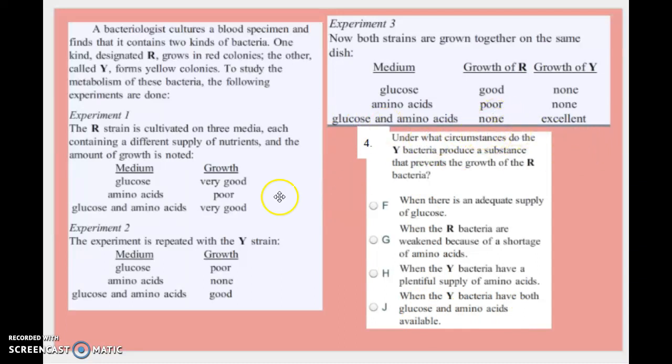So when the R strain is in just glucose and amino acid, it does really, really good. But it did none when it was grown with the Y. The Y would only do good in that, but it did excellent when it was grown with the R one. So the R one is actually being hindered completely by the Y when they're in both glucose and amino acids. So when they're combined, it does something to where it makes something that would block the R from growing and benefit the Y to grow better. And so J is our correct answer there.